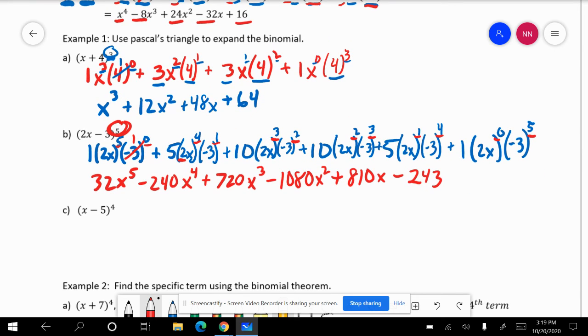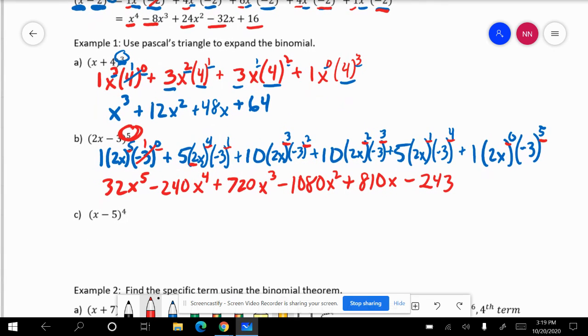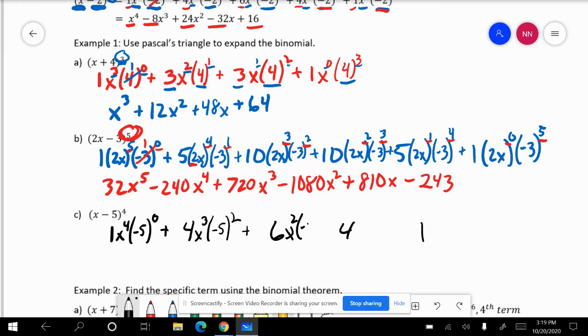So looking at letter C, we're going to do the same thing. This is degree 4. So degree 4 is going to be 1, and then what we have is 4, 6, 4, and 1. We have x to the 4th and negative 5 to the 0. We have x to the 3rd. We have negative 5 squared. We have x to the 2nd. We have negative 5 to the 3rd.